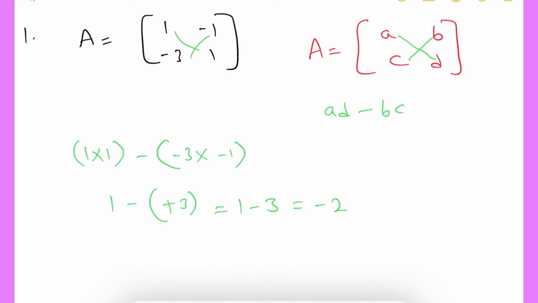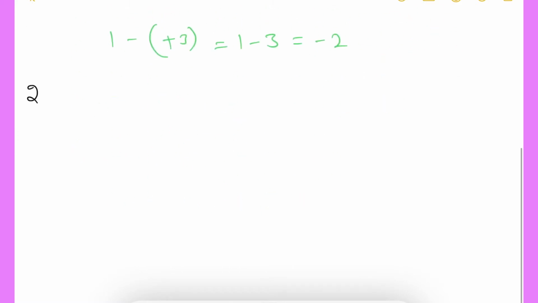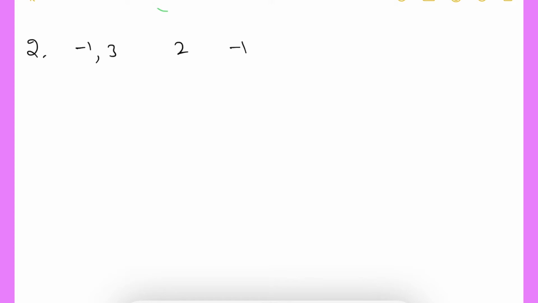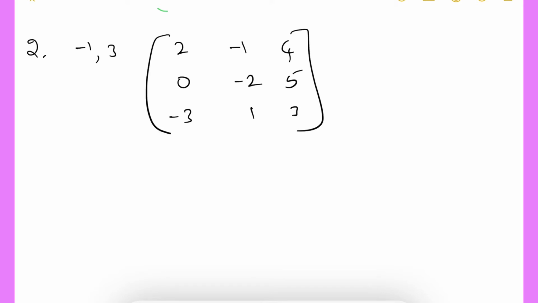Next, second example. Find the minor of minus 1 and plus 3. For minus 1 and 3 we need to find out the minor, and the matrix is given as 2, minus 1, 4; 0, minus 2, 5; minus 3, 1, 3. Okay, this is the matrix. So for this matrix we need to find out the minor for the number minus 1. First let us find the minor of minus 1.